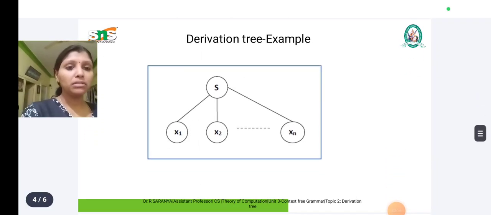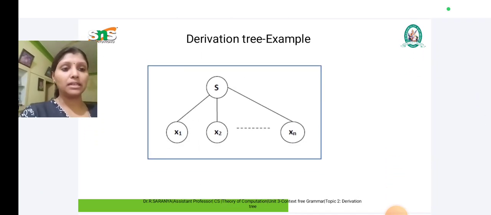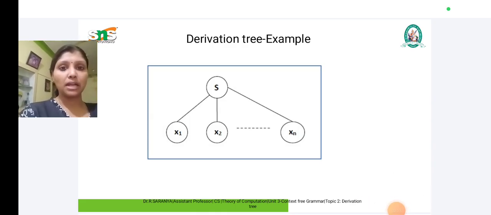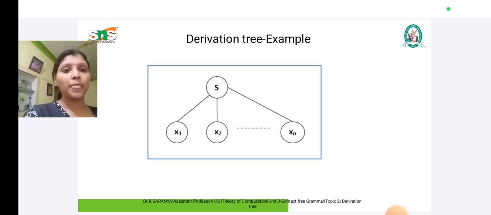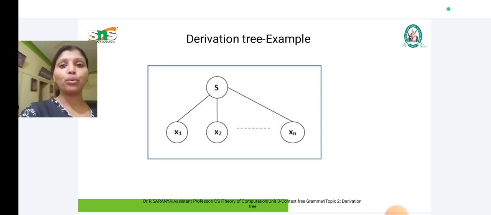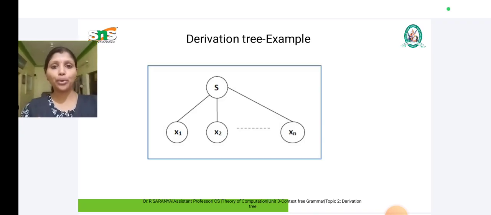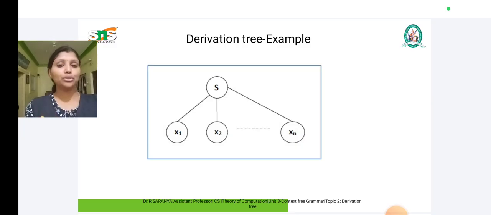See, for example, here S is the root. First, we are going to start from S, right? So that is the root for the derivation of a string. The derivation of a string is mainly focused on solving some kind of technical issues. We are going to form the string in possible patterns in order to solve some technical issues.